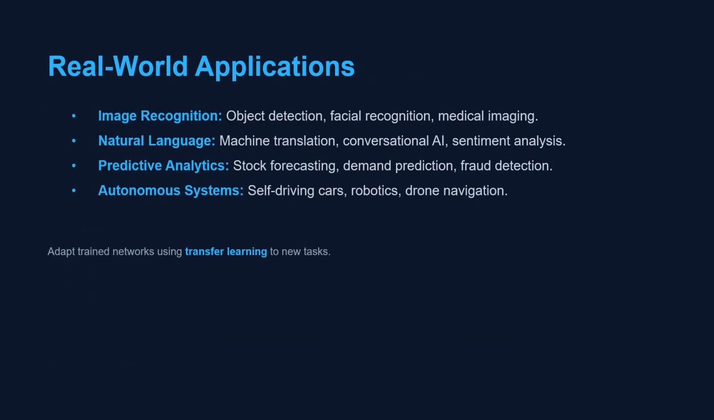Neural networks are used everywhere. For image recognition, in object detection, facial recognition, medical imaging, etc. In natural language, for machine translation, conversational AI like ChatGPT, sentiment analysis, etc. For predictive analysis, in stock forecasting, demand prediction, fraud detection, etc. In autonomous systems like self-driving cars, robotics, drone navigation, etc. The versatility is remarkable. You can even adapt a trained network to new tasks using transfer learning, making them more powerful and cost effective. Let me bring together the main concepts.